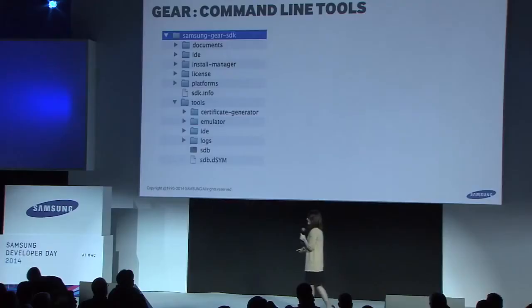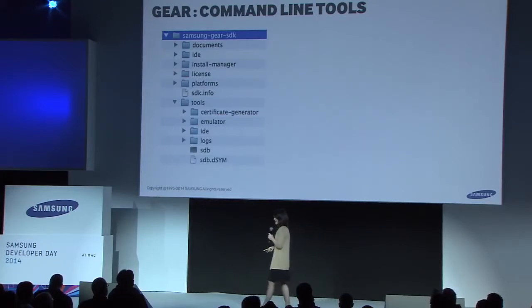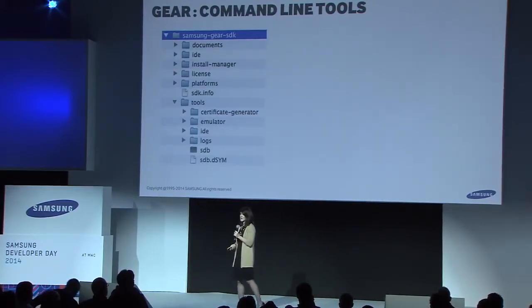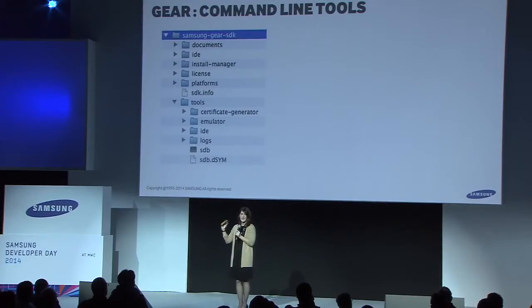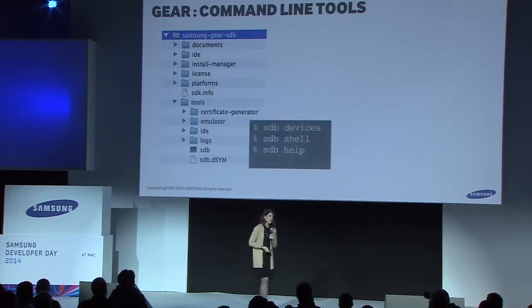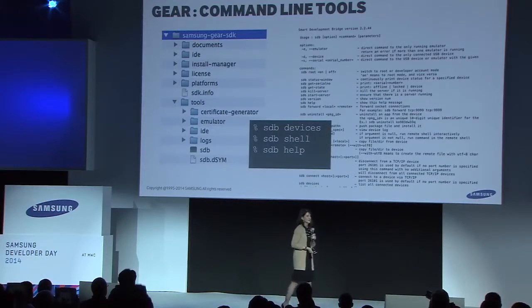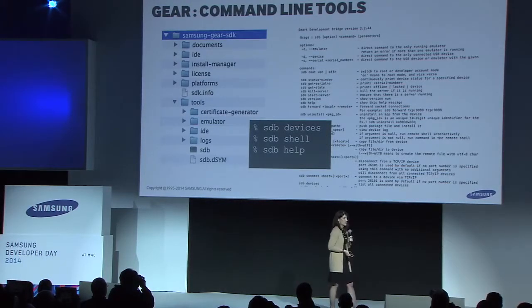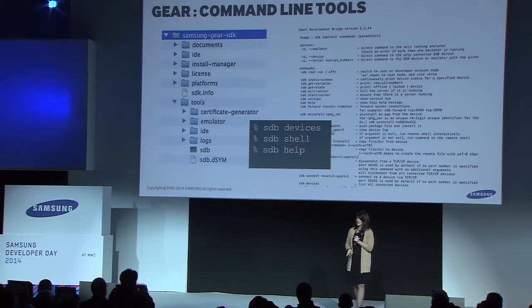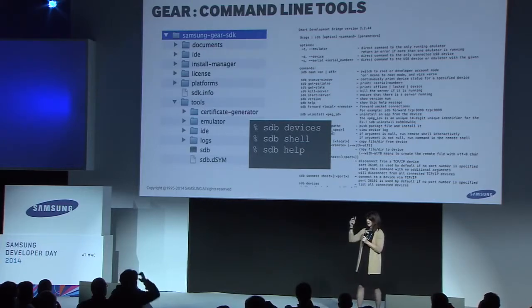There's also a command line tool option. So with this new SDK, Gear SDK, you get this tool called SDB. If you know ADB, it's exactly like ADB. It's Smart Development Bridge is what it stands for, and it supports SDB devices to tell you whether your devices are connected on USB or not. You can open a shell through SDB, and if you do SDB help, you will get the full list of the parameters for this tool.